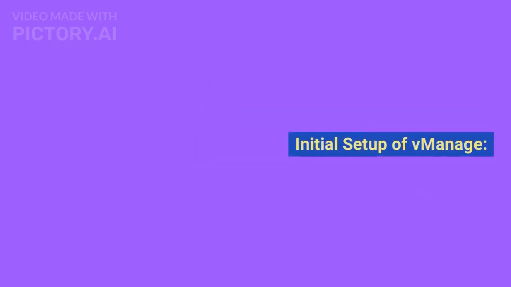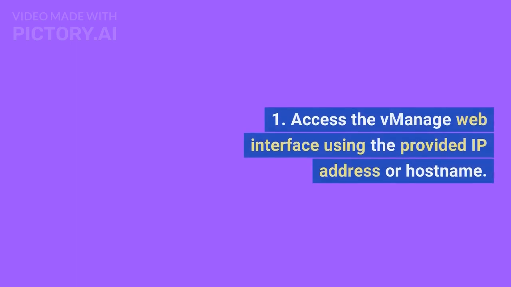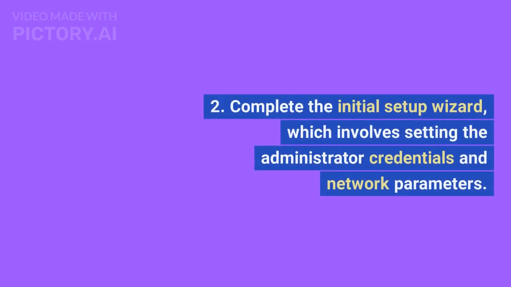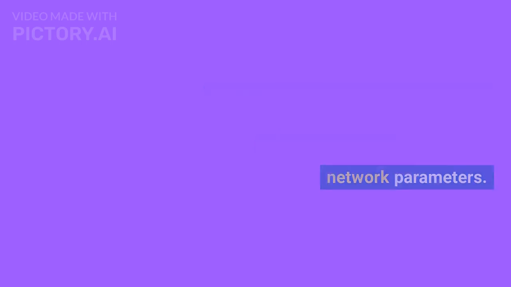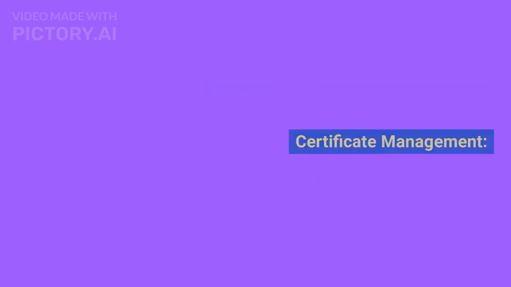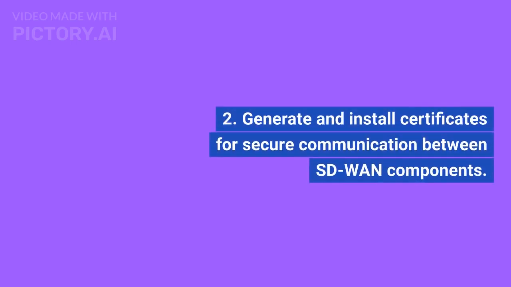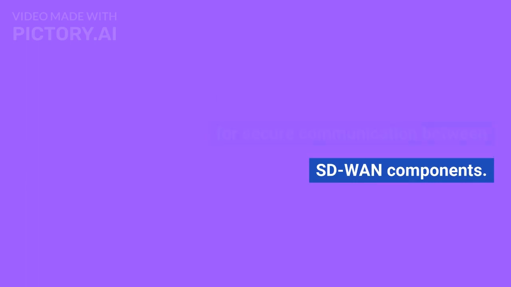Initial setup of vManage. 1. Access the vManage web interface using the provided IP address or host name. 2. Complete the initial setup wizard, which involves setting the administrator credentials and network parameters. Certificate management. 1. Set up the certificate authority (CA) for your Sdwan environment if needed. 2. Generate and install certificates for secure communication between Sdwan components.